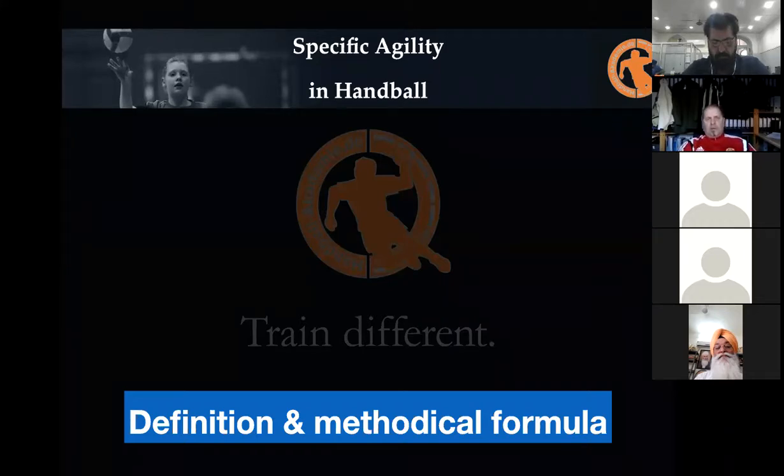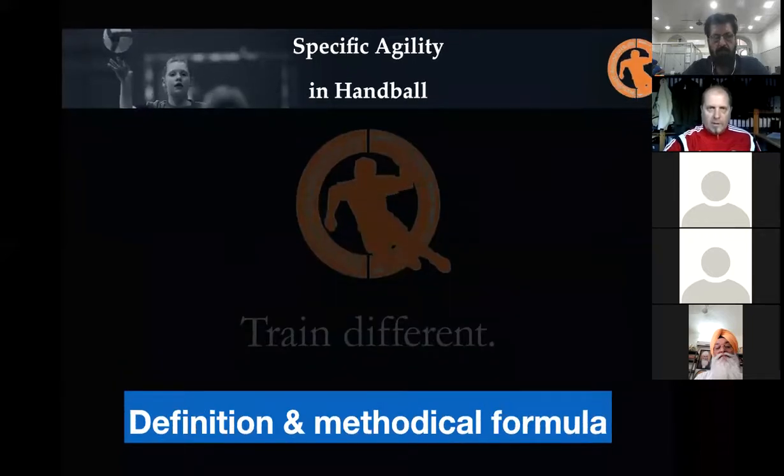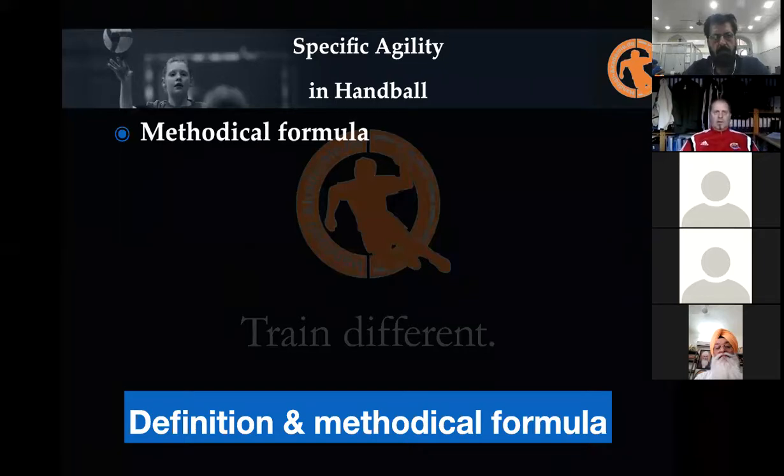Now, in the next step, we have to find out how we can transfer this into our training. And this can be done in an easy way by using a so-called methodical formula. This methodical formula consists of two elements. The first element is what has been worked out in our training under the idea of specific agility. And the second is, how should it be worked out to create this specific agility? So these are the two questions, what and how. And now we will find the answers for those two questions.